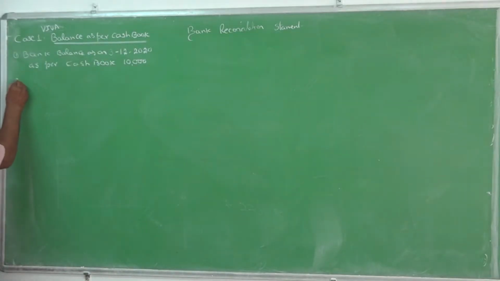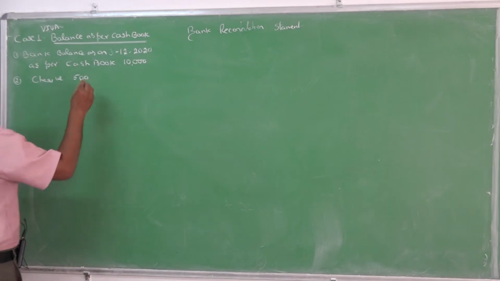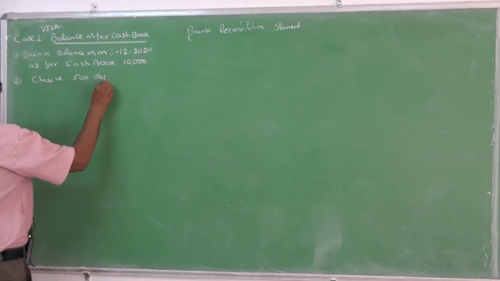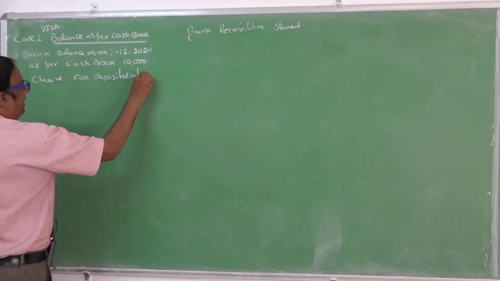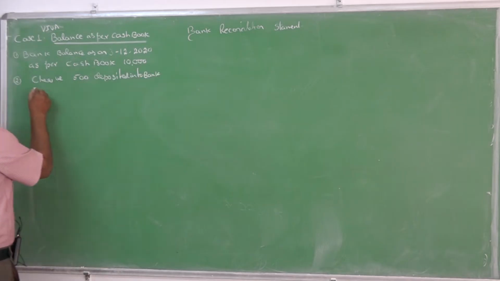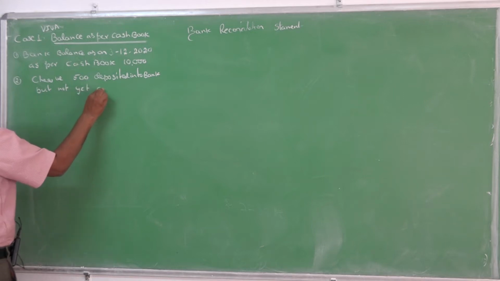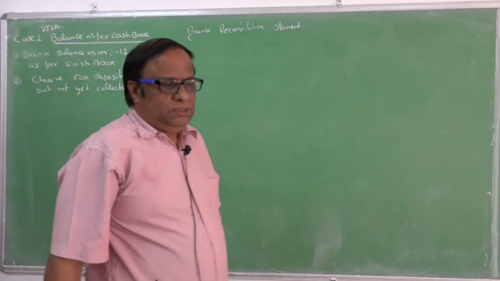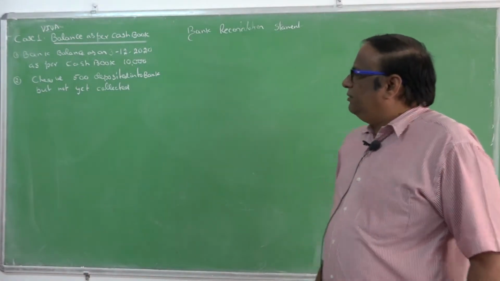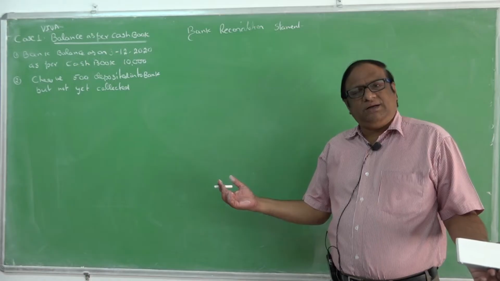Now second point, check 500 deposited into bank but not yet collected. So after finding 10,000 rupees, the Viva school accountant came to know that a check of 500 was deposited into the bank, but the check was not yet collected.